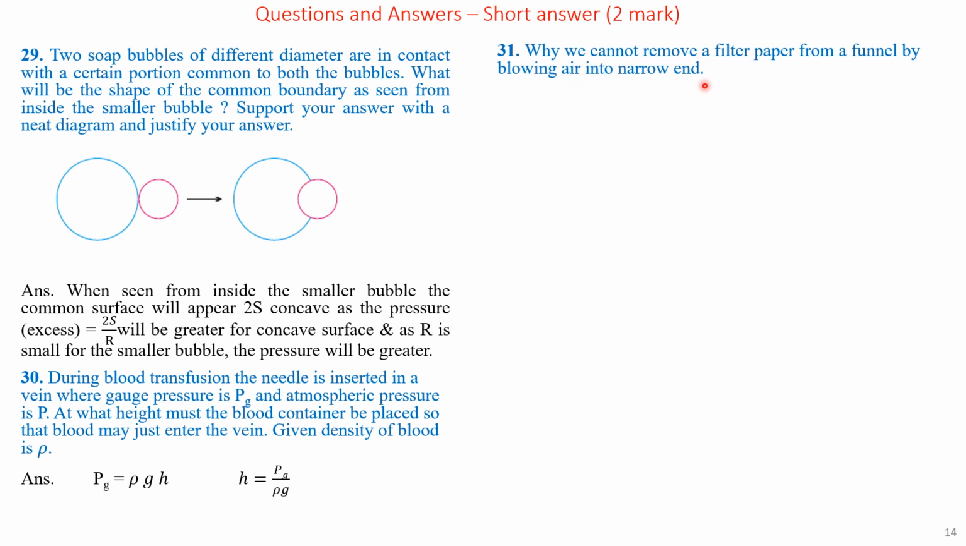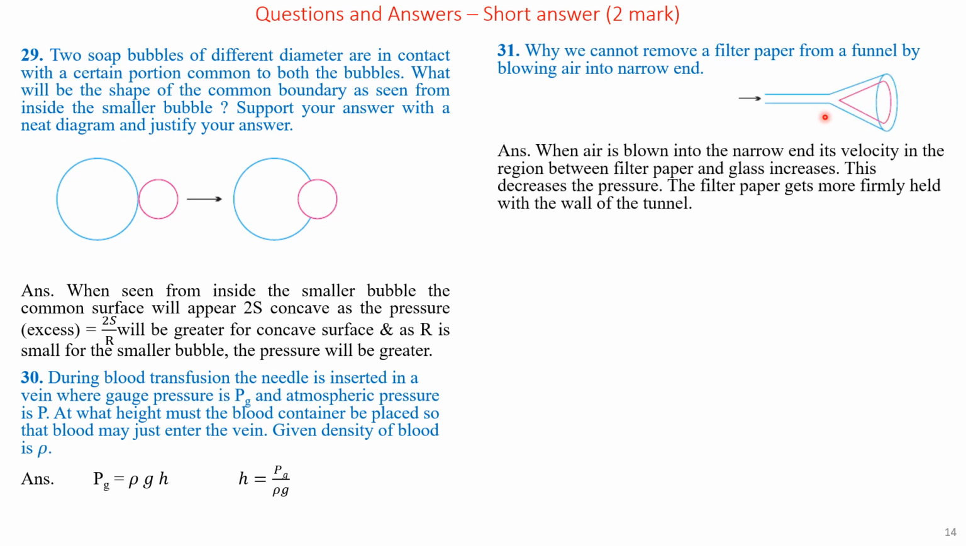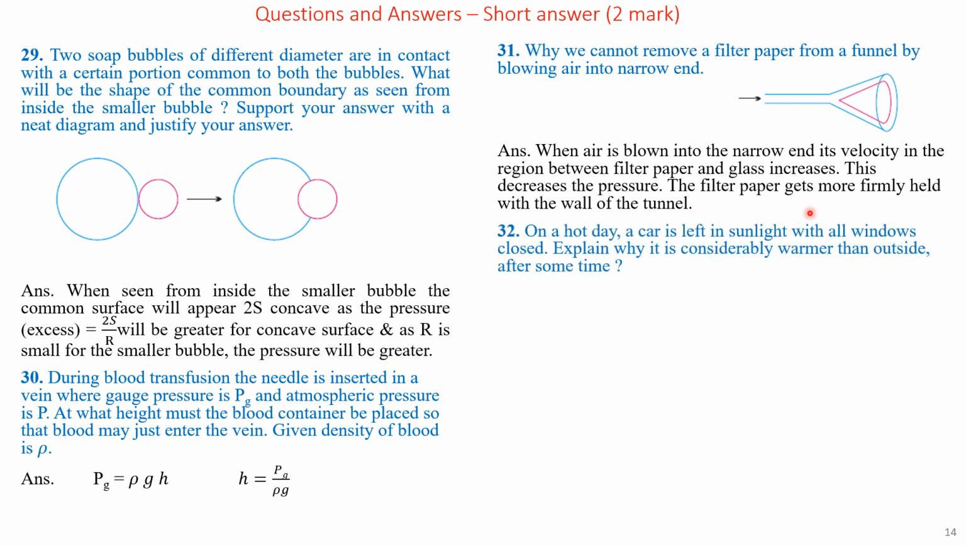Why can't we remove a filter paper from a funnel by blowing air into the narrow end? The diagram is shown on the screen. When air is blown through the narrow end, that is this end, its velocity in the region between the filter paper and glass increases. This decreases the pressure. The filter paper gets more firmly held against the wall of the funnel.